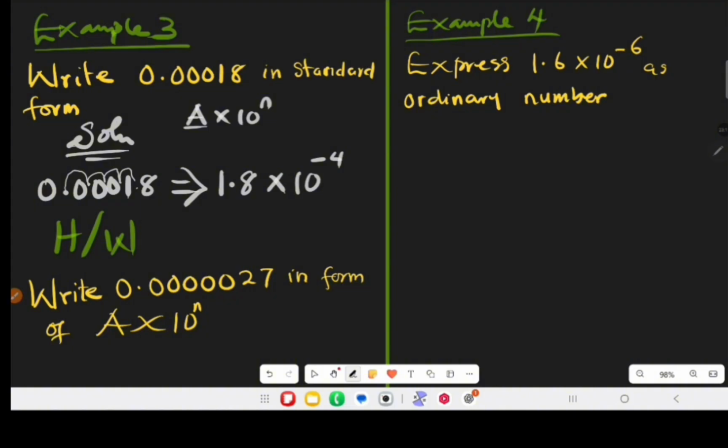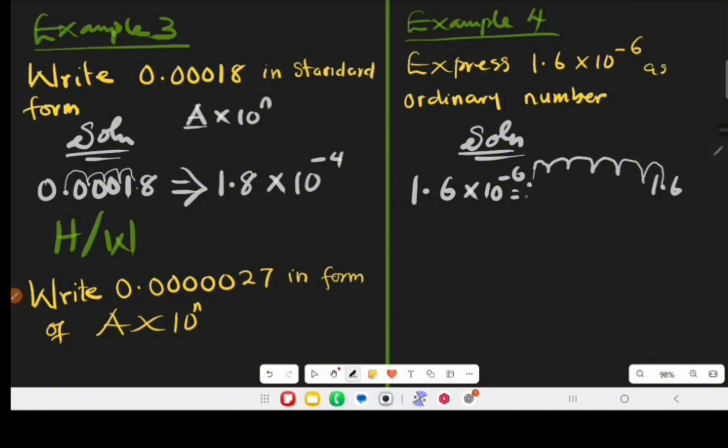Now we are expressing 1.6 times 10 raised to the power of minus 6 as an ordinary number. Solution: it's already in standard form. We are taking it back to a number. So what we do, we write 1.6 times 10 raised to the power of minus 6. To put this in number, we have to write 1.6. Because it's negative power, we are counting from right to left. So we write 1.6. We are moving this decimal point 6 times backward. We have 1, 2, 3, 4, 5, 6.